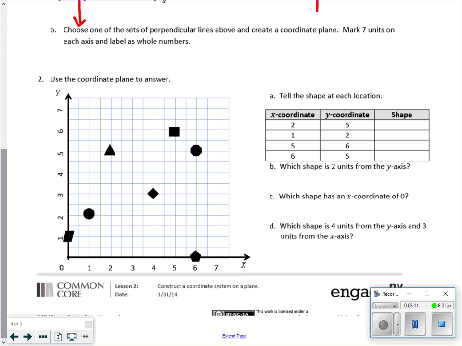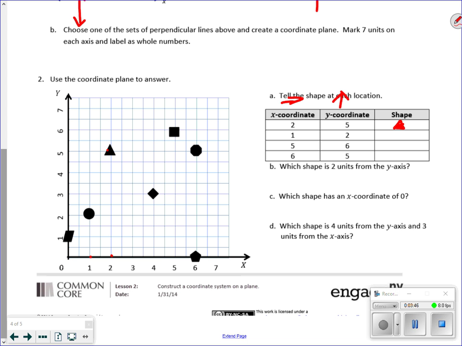Okay, so what shape is at 2, 5? What shape is at x coordinate 2, y coordinate 5? Cameron. The triangle, because you go over 2, up 5. So it is the triangle. Over 2, up 5. The x is over, the y is up.